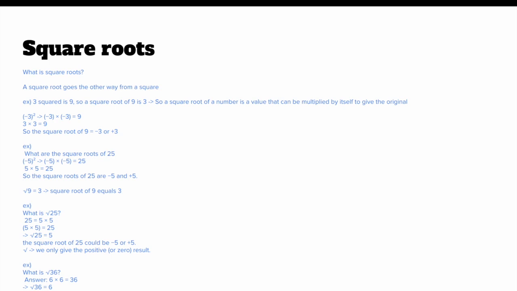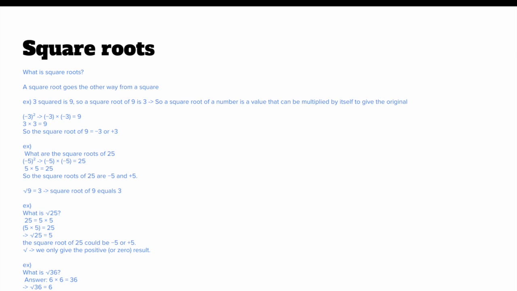We discovered earlier that we can square negative numbers. For example, negative 3 squared is the same as negative 3 times negative 3, which is 9. And of course, 3 times 3 is 9 also. So the square root of 9 could be negative 3 or positive 3. For another example, what are the square roots of 25? Negative 5 times negative 5 is 25, and also 5 times 5 is 25, so the square roots of 25 are negative 5 and positive 5.